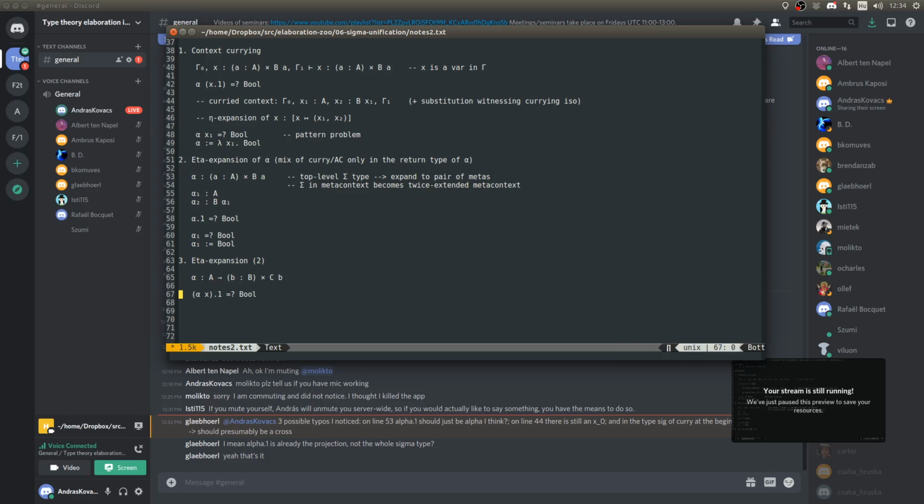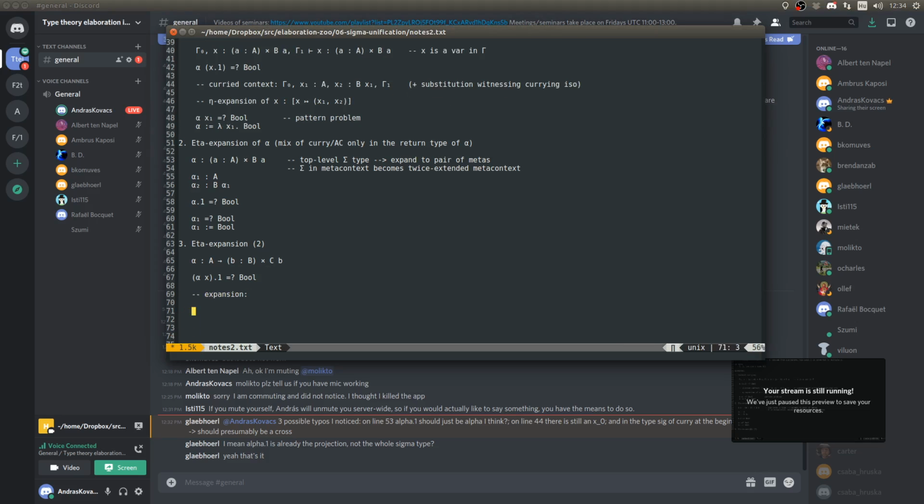then we get that instead of alpha, we have alpha 1, which goes from A to B, and then we have alpha 2, which goes from A to C of alpha 1, A.